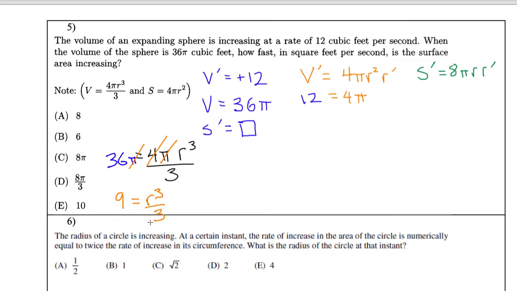Now I'm going to multiply both sides by 3. So when I multiply both sides by 3, I get 27 is equal to r to the power of 3, and then finally cube rooting both sides gives me r is equal to 3, which is nice now because I can plug in r.